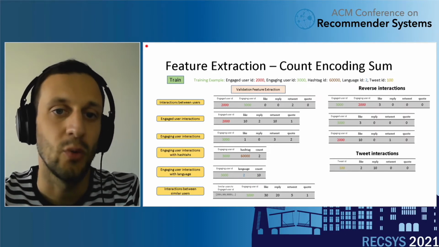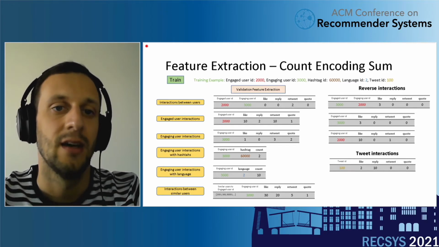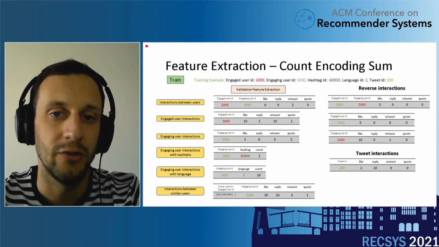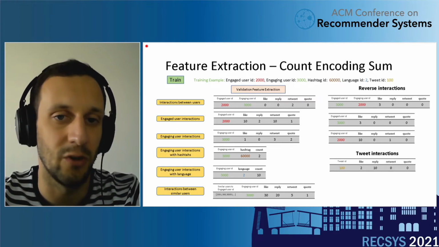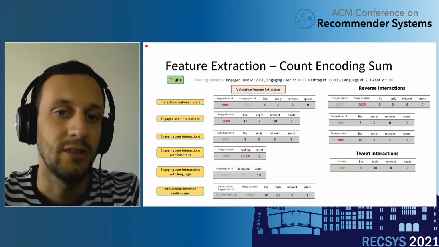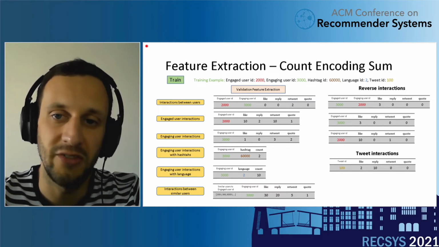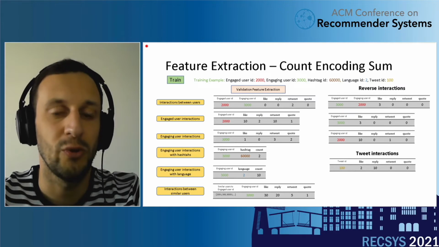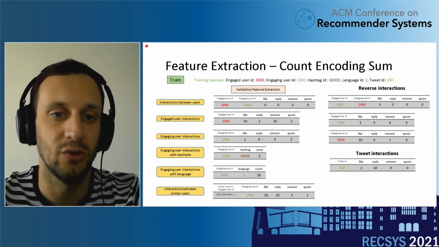And separately, we extract the same features from the validation feature extraction part. Additionally, we compute the reverse interactions, which we empirically found improve the performance of our model. As a result, we compute not only interactions that the engaging user gives to the author of a tweet, but also the number of interactions that the author of a tweet gives to the engaging user.